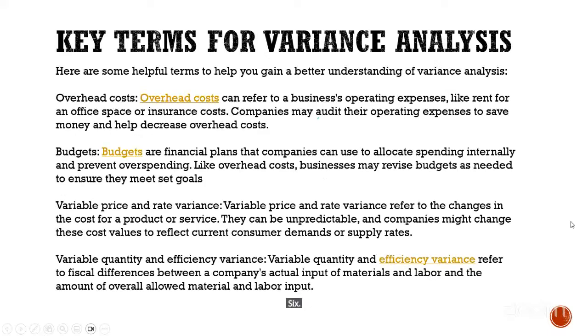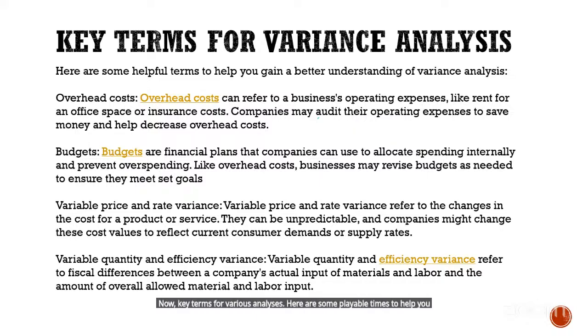Now, key terms for variance analysis. Here are some helpful terms to help you gain a better understanding of variance analysis. Overhead costs. Overhead costs can refer to a business's operating expenses, like rent for an office space or insurance costs. Companies may audit their operating costs to save money and help decrease overhead costs. So when we talk about overhead, we talk about the cost of running or operating your business, known as overhead costs. We're giving rent as one of the examples, as well as insurance that you pay.